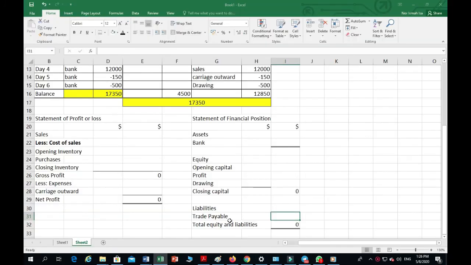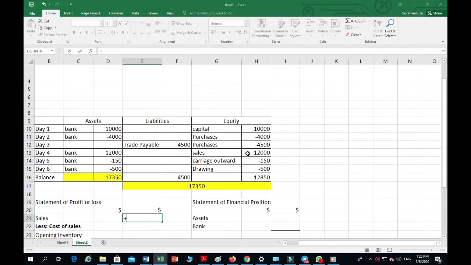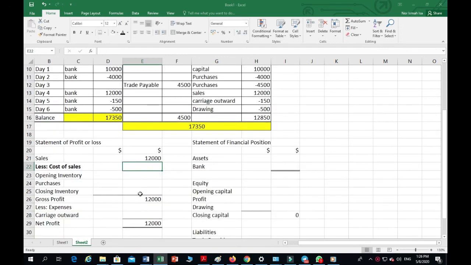This transaction can be summarized into two statements. One is the statement of profit or loss, another one is the statement of financial position. Now we go to the statement of profit or loss. We begin with the sales. The sales of the company amount to 12,000, and then we less cost of sales. How to get the cost of sales? Opening inventory plus purchases minus closing inventory. Since there is no opening inventory, we put it as 0.